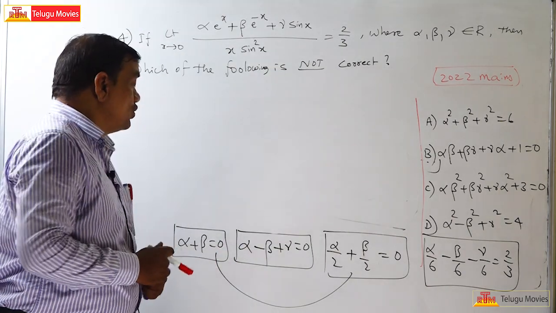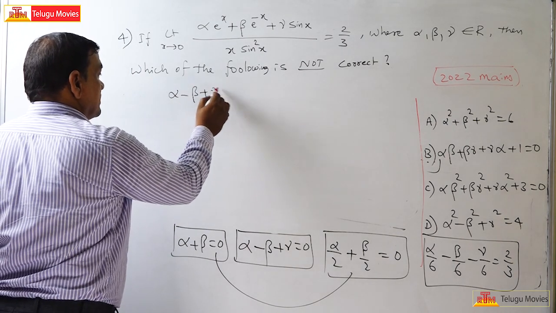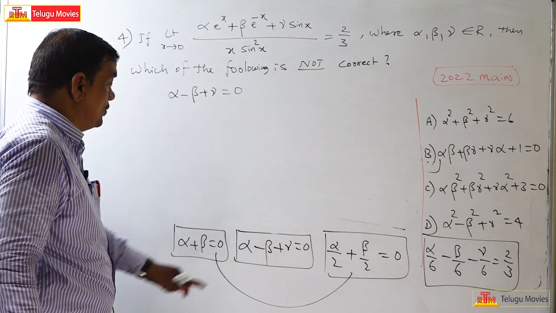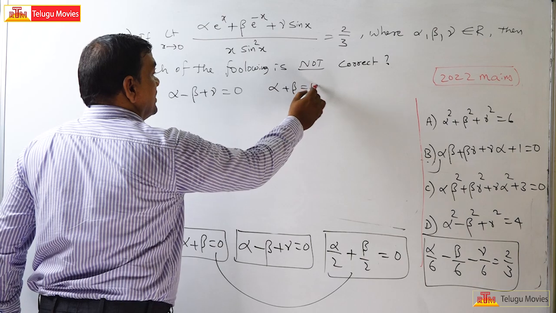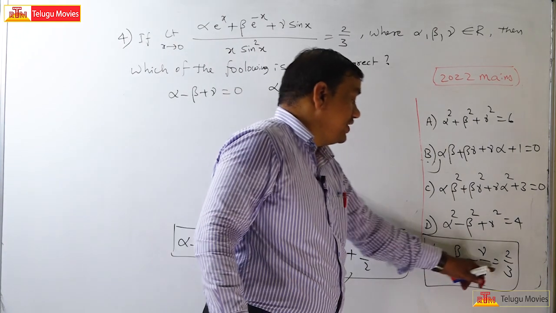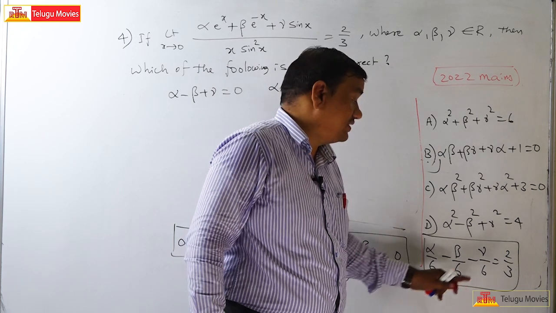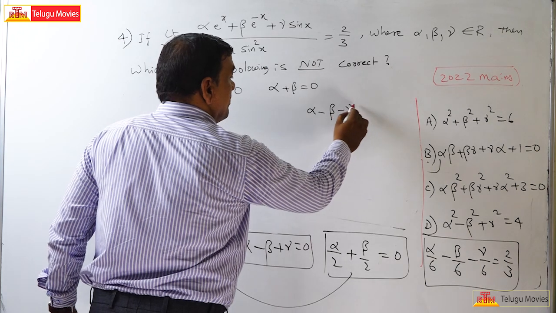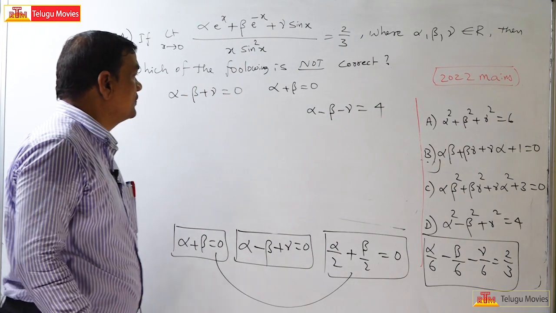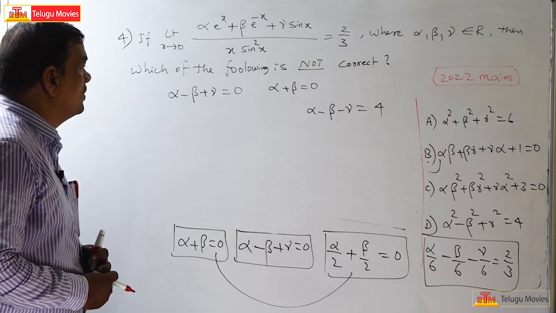Welcome back. If you solve, alpha minus beta plus gamma is equal to 0. So this is a relation. One more relation is alpha plus beta is equal to 0. Here if you take the LCM as 6, 3 ones are 3, 2s are cancelled, that will give alpha minus beta minus gamma is equal to 4. Then how to solve this problem?